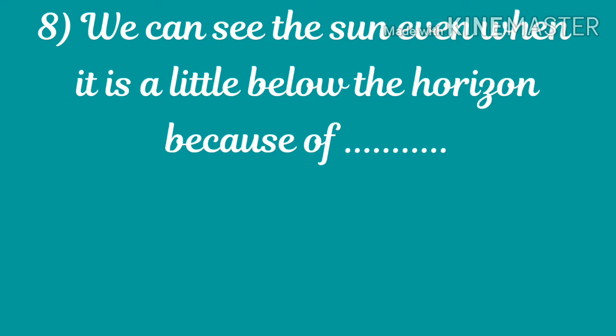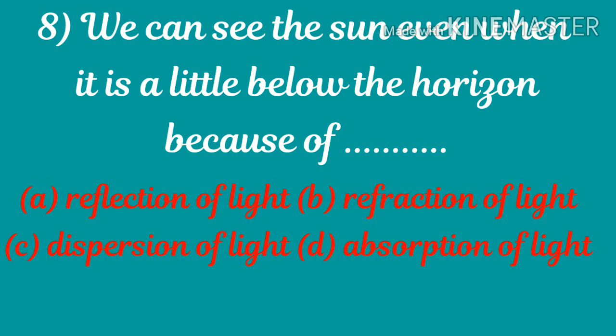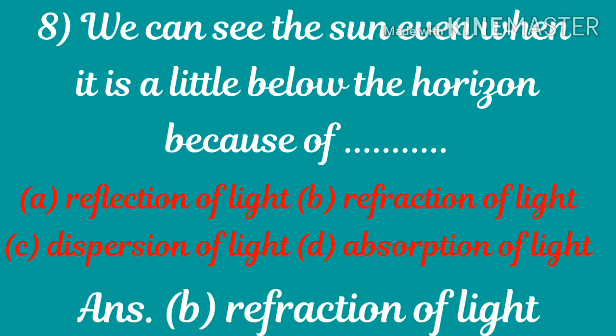8. We can see the sun even when it is a little below the horizon because of dash, and the options are A. Reflection of light, B. Refraction of light, C. Dispersion of light, and D. Absorption of light. And the correct answer is option B. Refraction of light.